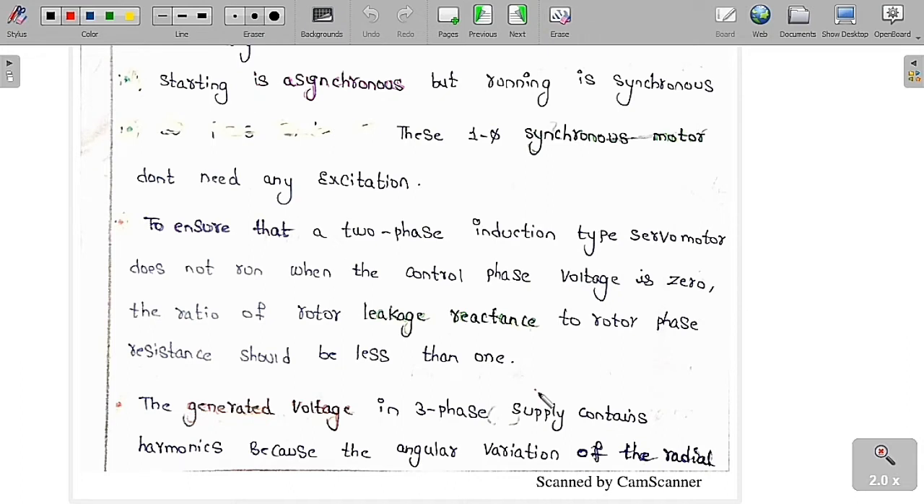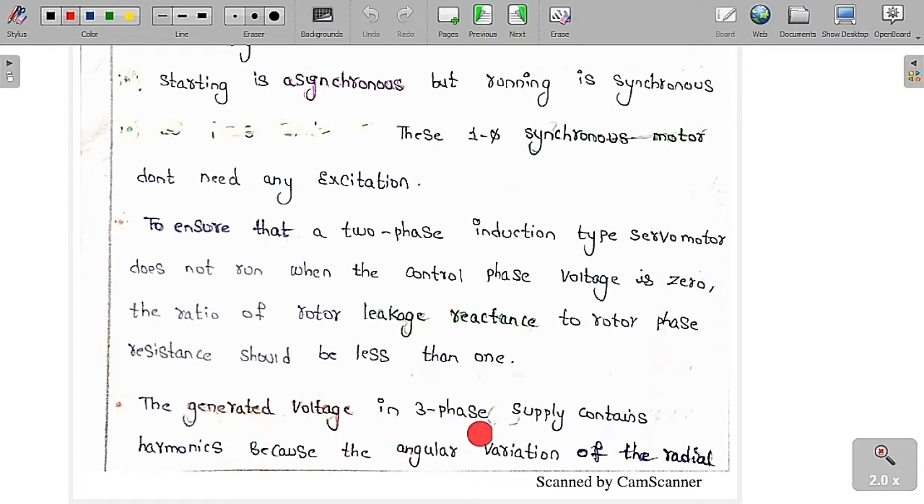So finally I can conclude that whenever the control voltage is equal to 0, this two phase induction type servo motor must stop. The condition for that is very simple, which is X by R always less than 1. X stands for the rotor leakage reactance and R stands for the rotor per phase resistance.